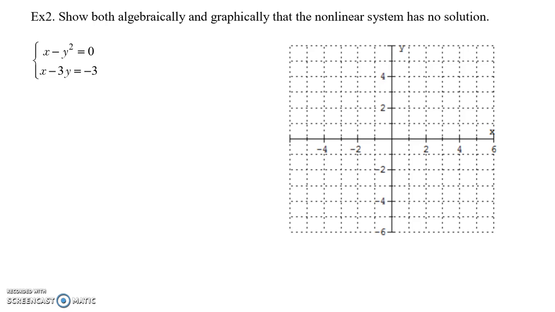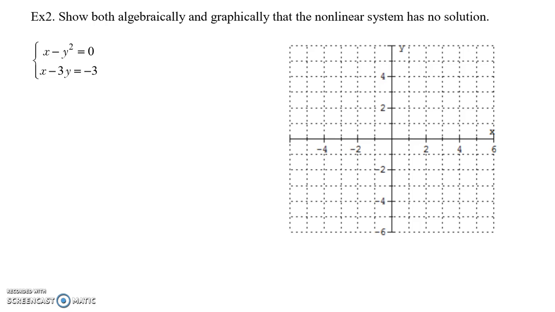For our final example, example 2, we want to show both algebraically and graphically that the given nonlinear system has no solution. So what happens with a nonlinear system if there's no solution? Well, first of all, graphically speaking, there should be no points of intersection. So let's look at the graphs of these two equations.